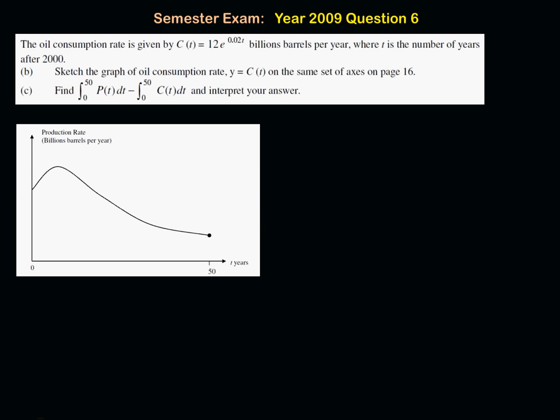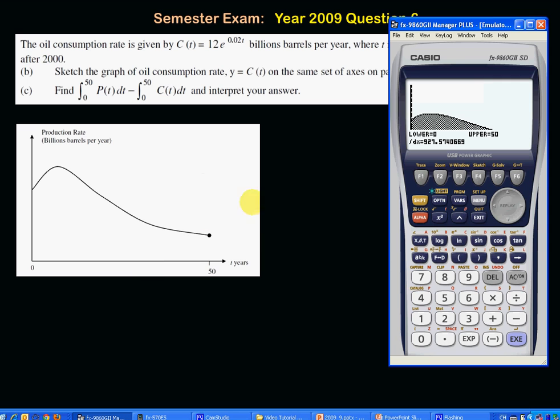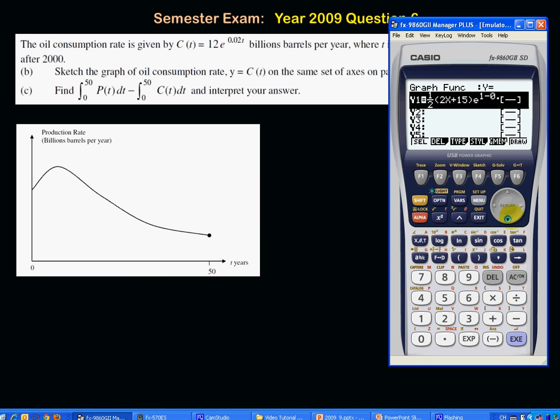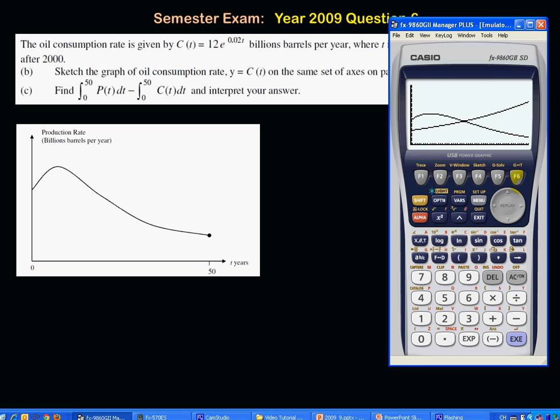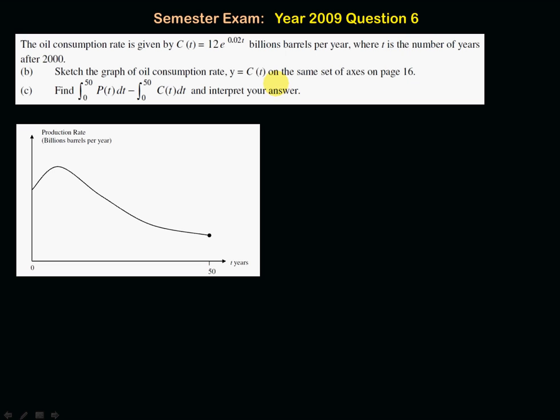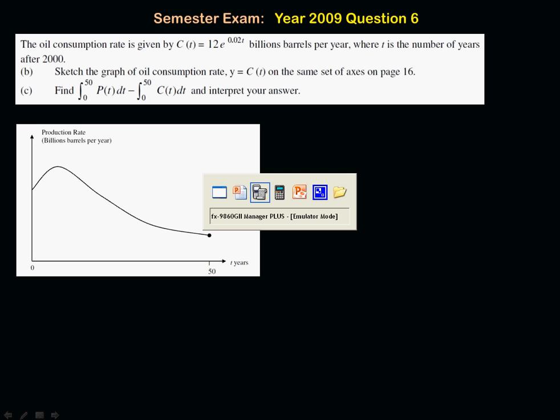Now oil consumption rate is given by this function. Before we start, I think we can enter the function in here, because it asks you to sketch. So we're going to enter 12e to the power 0.02t. Let's see how it goes. Okay, just nice, the setup of the viewing window is nice. And so sketch the graph of oil consumption rate on the same set and have a look again. Make sure you transfer the information from here to here.